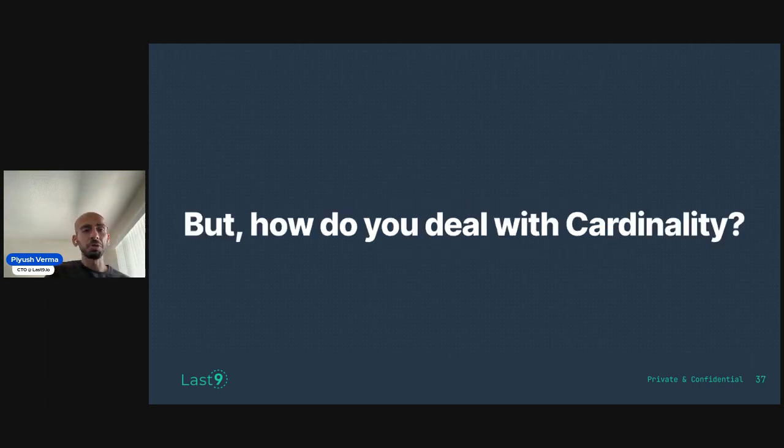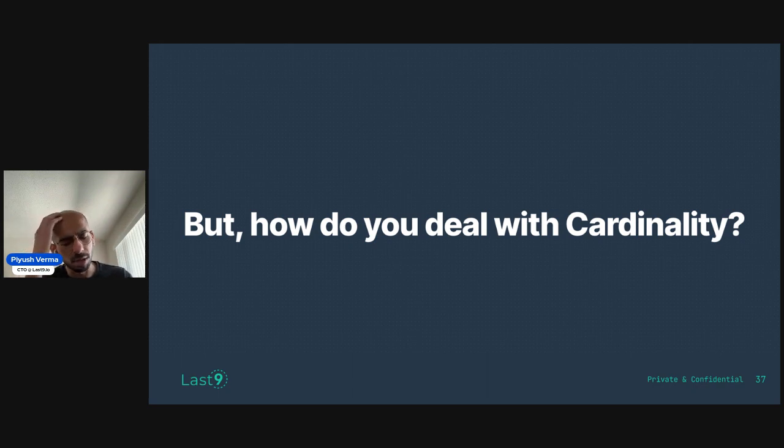But here is where the systems start breaking. Because with so much data, you need something where you can actually save all of this, or process it. This is the part where most observability systems break. And the standard question that comes up is, how do you deal with this cardinality?